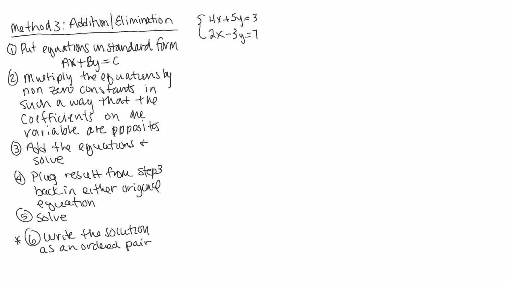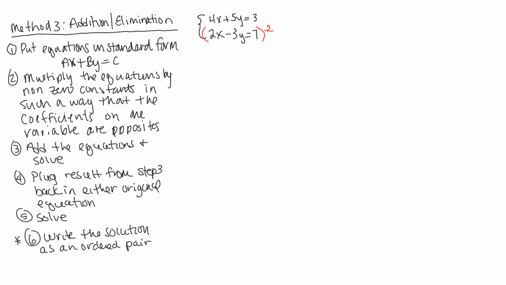I notice if I look at just the coefficients on the x's, I have 4 and 2. Well, 2 goes into 4 evenly. So I could really easily manipulate the second equation so that the coefficient on that x was, let's say, -4. Okay, and then if I can get the second equation to have a coefficient on x of -4, when I add the two equations, the x's would eliminate. So that's exactly what I'm going to do. I'm going to take the second equation and multiply the entire thing by -2. Remember, if I multiply -2 times 2x, that's going to give me that -4 that I want.